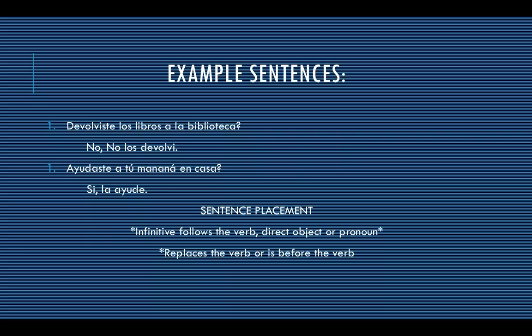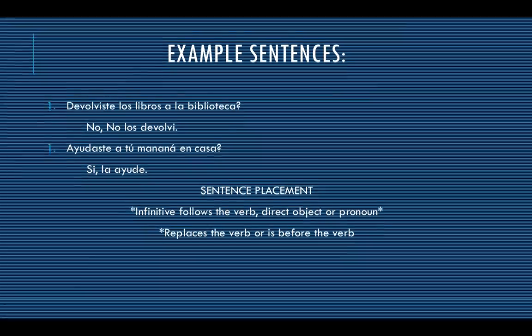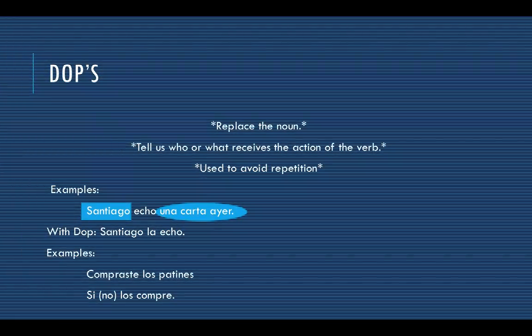The sentence placement for these is: infinitive, the verb, direct object, or the pronoun. And the direct object pronoun replaces the noun and is placed before the verb. DOPs replace the noun, tell us who or what receives the action of the verb, which I repeated already, and they are used to avoid repetition.